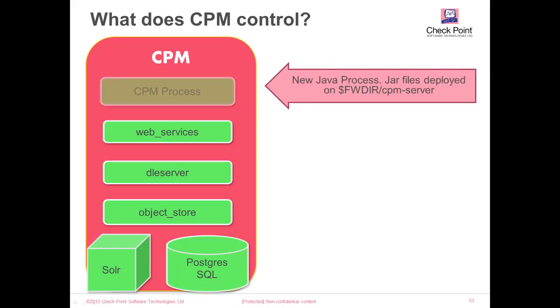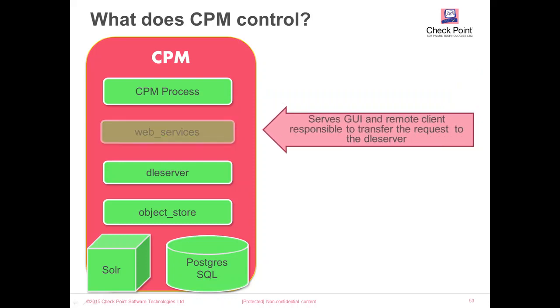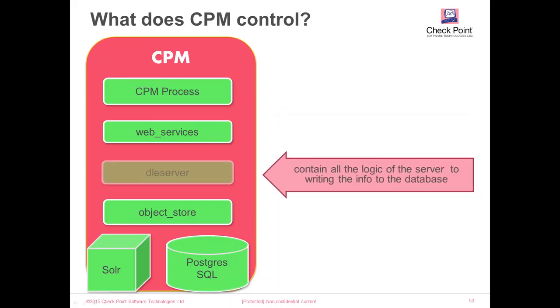CPM controls the startup of the CPM process. It's a new Java process deployed as a jar file on the management server. It manages the web server, providing web services to graphical user interface clients and other remote clients communicating over, for example, the Security Management API, responsible to transfer the request to the DLE server. The DLE server contains all the logic of the server to write the info down to the database.